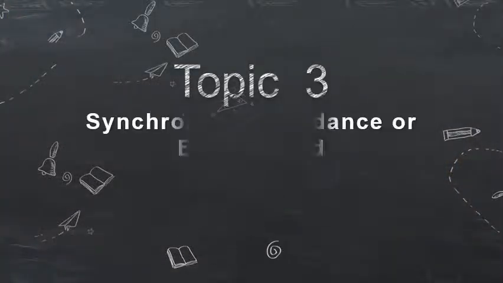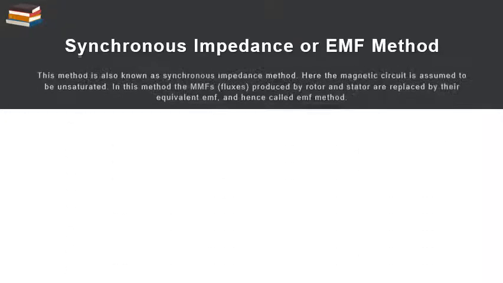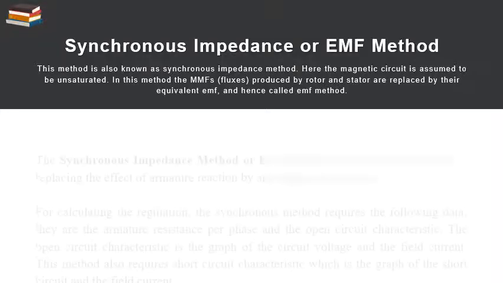So the first method is the EMF method or synchronous impedance method. This method is also known as the synchronous impedance method or EMF method. Here the magnetic circuit is assumed to be unsaturated. In this method, the MMF or fluxes produced by the rotor and stator are replaced by their equivalent EMF and hence it is called the EMF method.